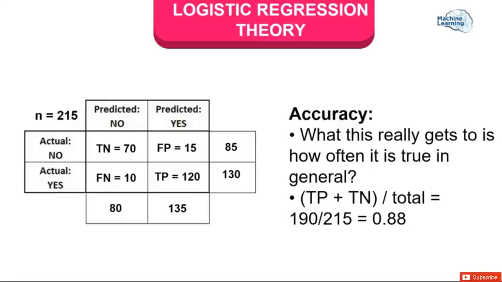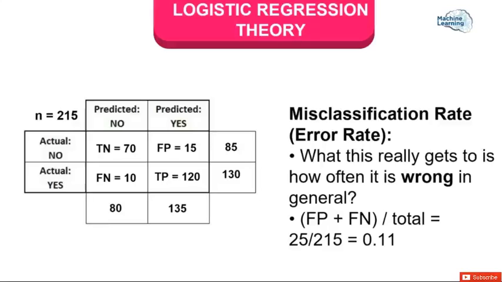Then we have the misclassification rate. This answers the question, how often is the model wrong in general? It is calculated by the number of false positives plus the number of false negatives divided by the total. So that's 25 divided by 215. Typically, this is the 12% error rate or misclassification rate.